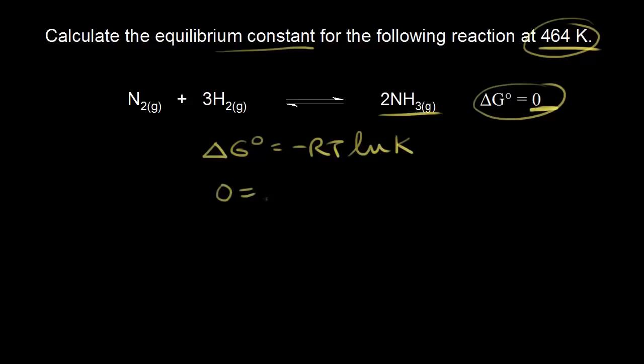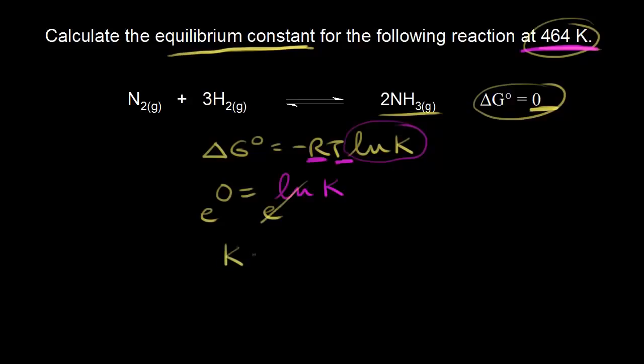So 0 is equal to, we know that R is the gas constant, and we know that the temperature here would be 464 Kelvin. So for everything on the right to be equal to 0, the natural log of K must be equal to 0. So we have 0 is equal to the natural log of K. And now we're solving for K. We're finding the equilibrium constant. So we take e to both sides. So e to the 0 is equal to e to the natural log of K. E to the natural log of K is just equal to K. So K is equal to e to the 0, and e to the 0 is equal to 1.